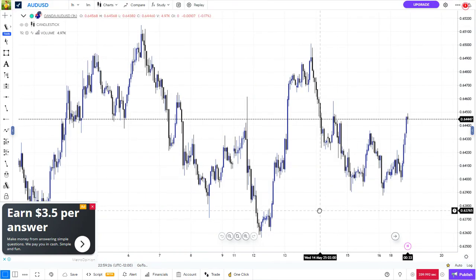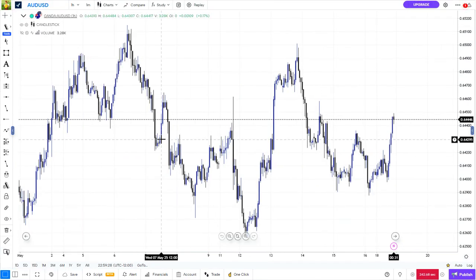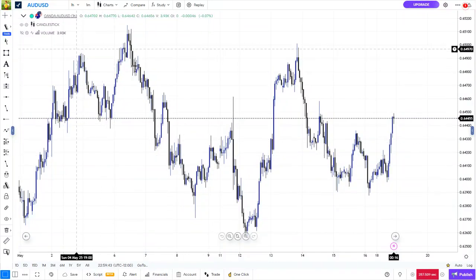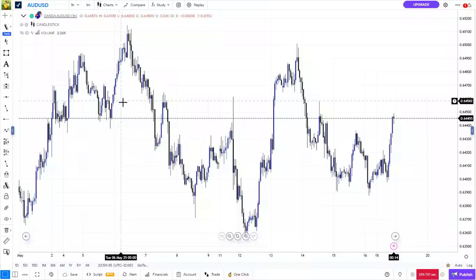So right now on my chart, this is the chart I use for backtesting. I'm going to use this to explain what I'm going to explain to you guys in today's video. So guys, stay and watch to the end. So again, this is AUD on the 1 hour time frame, and this is how I started my analysis.